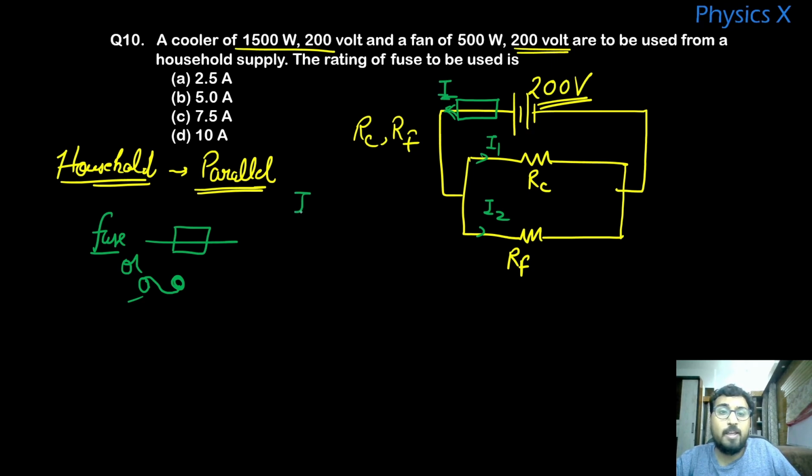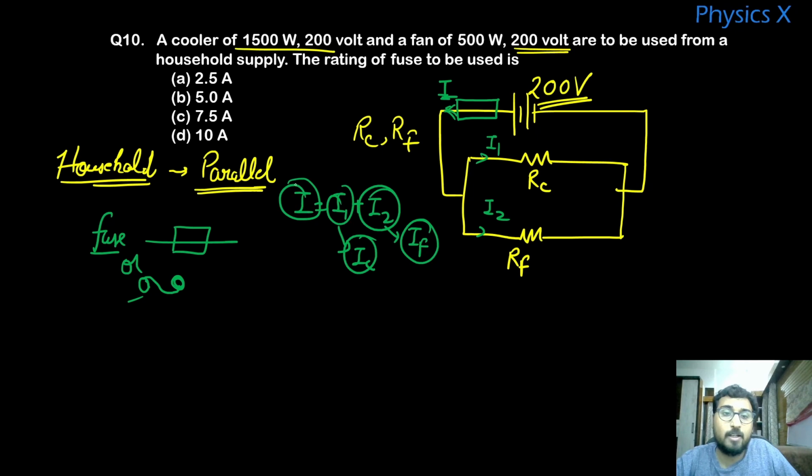So this current I must be I1 plus I2. This is the rated current of the fan, IF, and this is the rated current of the cooler, IC. The summation of IC and IF is the total rated current. If the current drawn by these resistances is more than this I, then the fuse must melt, right? So the current rating of the fuse needs to be equal to the value of I. To calculate this I, we have the 200 volt, but we don't know the resistances, so from the given data we can easily find them.